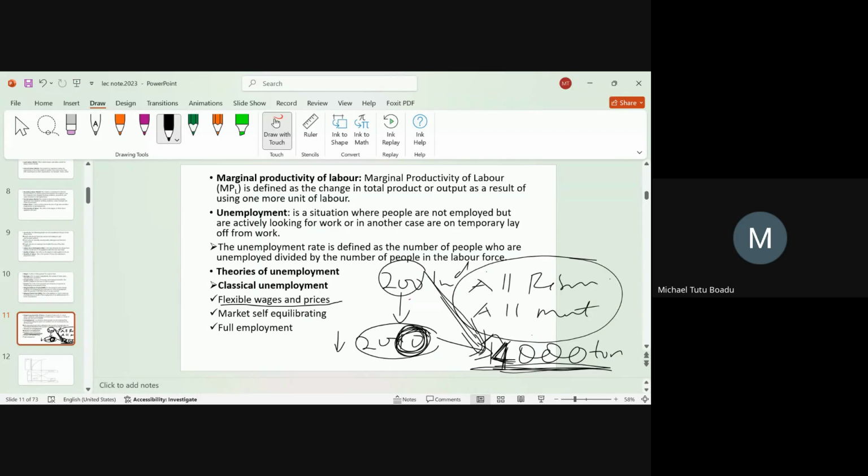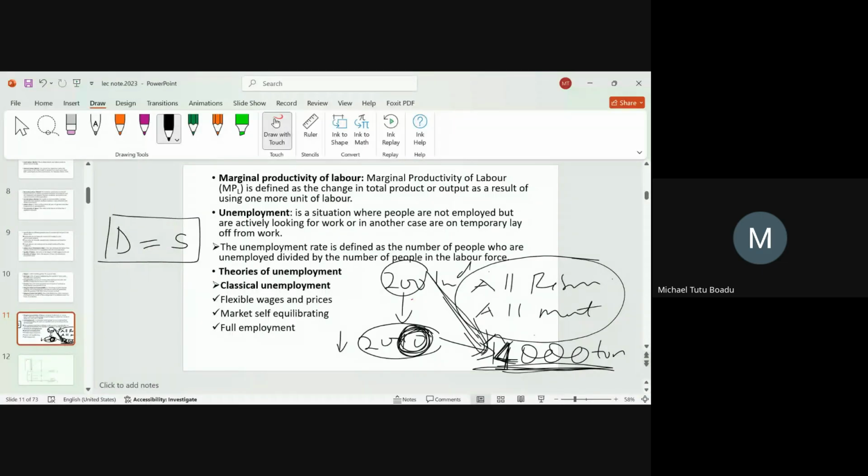And as you know, they also don't believe in any government intervention. Whenever there's unemployment, they don't believe that government should be the one to solve the unemployment issue. The forces of demand and supply must work out. So the market is self-equilibrating, or self-correcting. So what I mean here is that demand and supply must always be equal in the long run, according to the classical theory of unemployment.